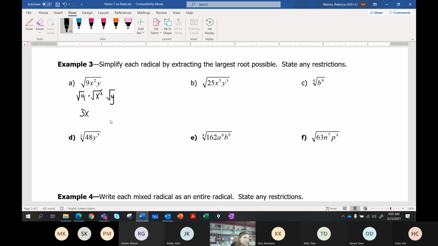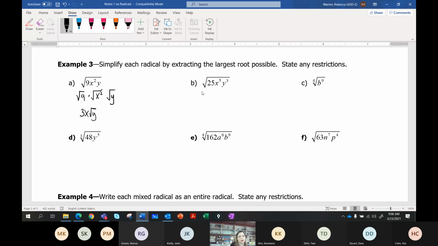What do you think? No. It's the same kind of principles as before, right? So x squared can simplify because the square root of x squared is just x. But y would need to be to at least the power of 2 for it to be simplified. So that is just going to stay a square root y. So that whole thing simplifies to 3x square root y.